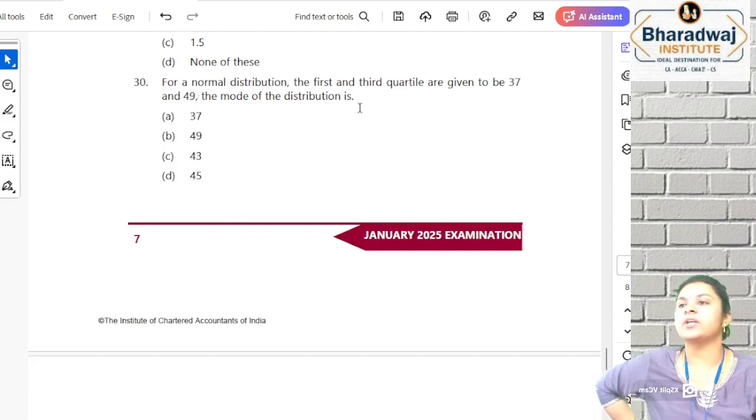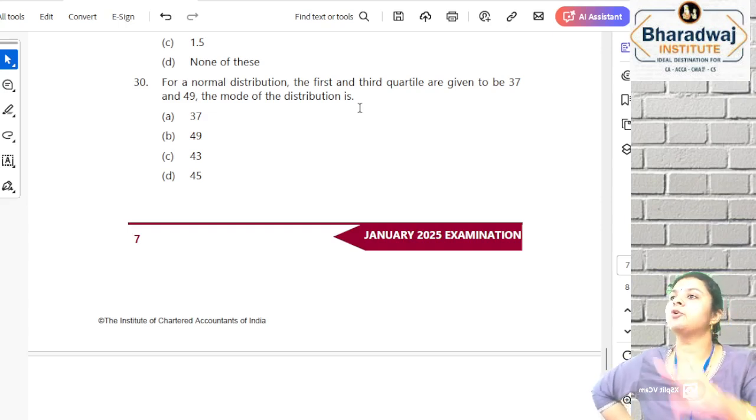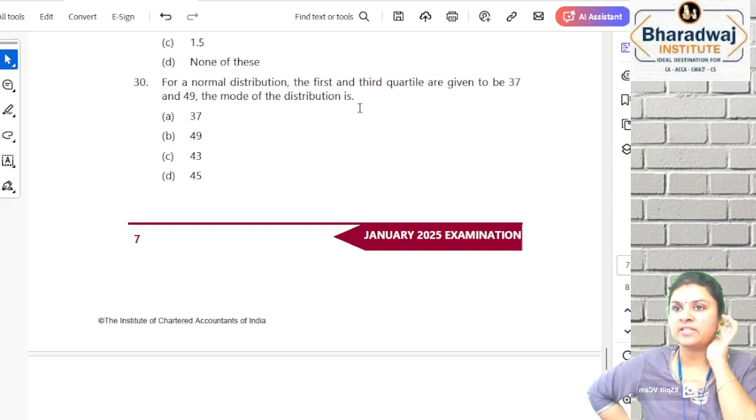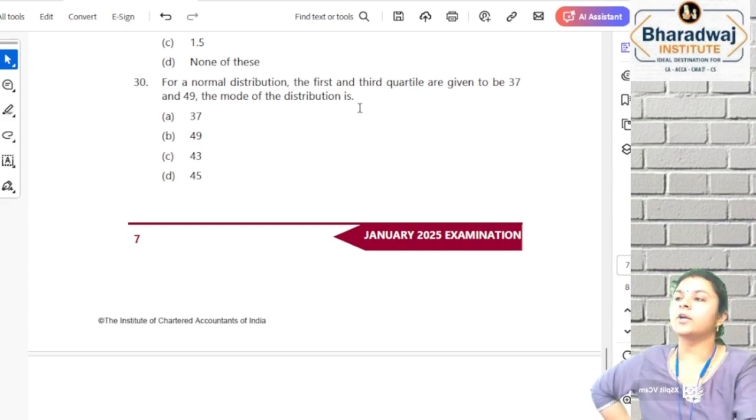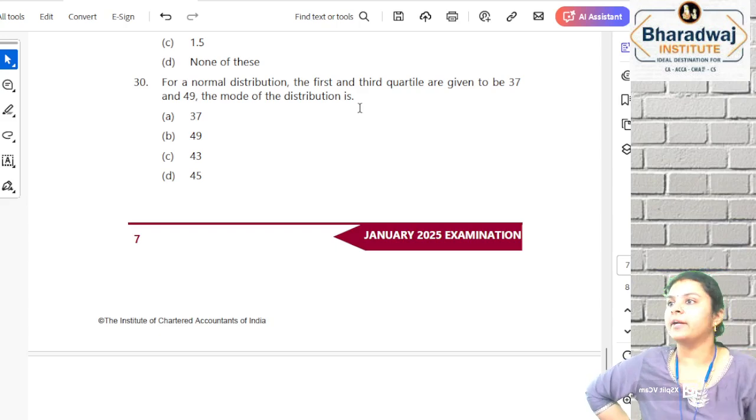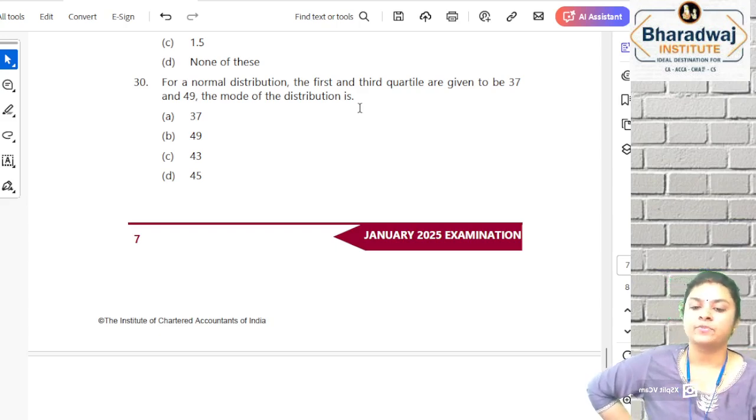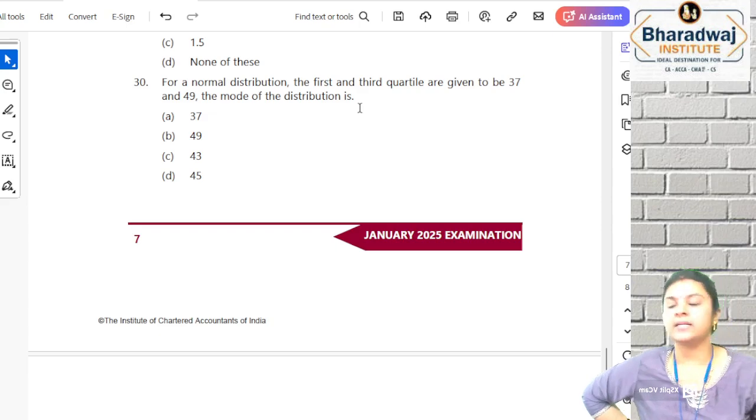Mode of the distribution. Again, mean, median, mode are the same. You can either do mu plus 0.675 sigma, mu minus 0.675 sigma, or there are two quartiles. Add the two and divide by 2. 43. Answer is 43.